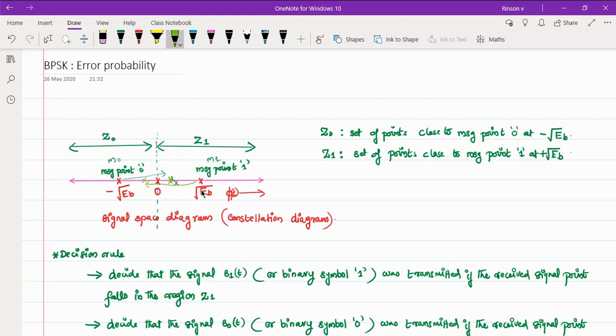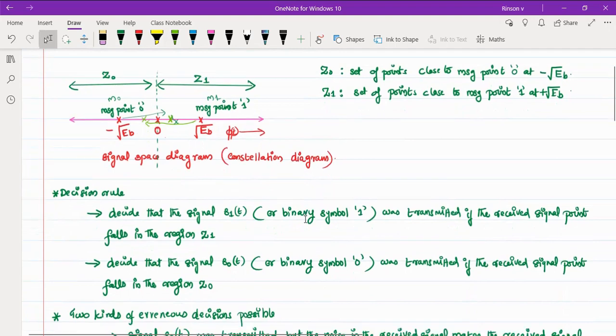If I transmitted 1 and my received point is in the region Z1, that is from 0, not including 0, to infinity, it will be decoded as 1. Then there will not be any error. And if I transmit minus root Eb and receive a point in this region, it will again be decoded as 0, and there will not be any error. But if this point falls in this region, it will generate an error, and we need to find the probability of such errors.